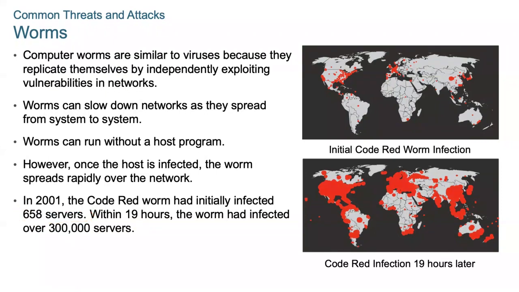Within 19 hours the Code Red worm was identified, and the worm had infected around 300,000 servers in the entire World Wide Web network. So this is the worm. These are three different types of malwares in this case.